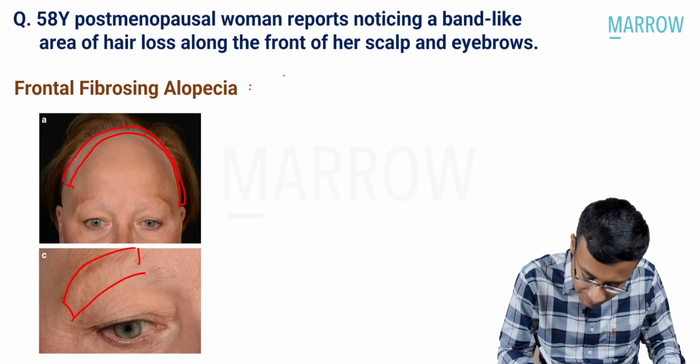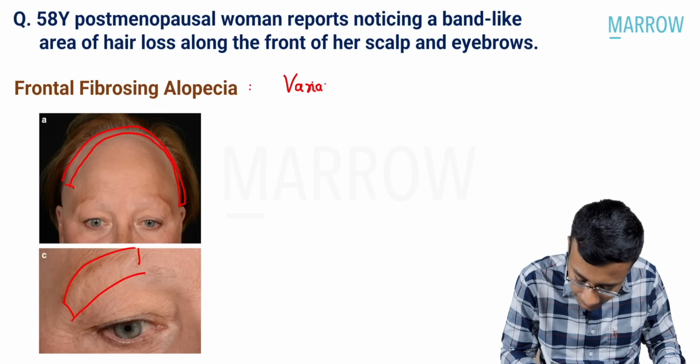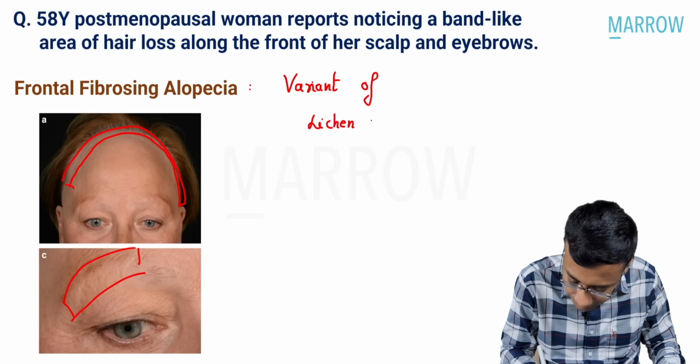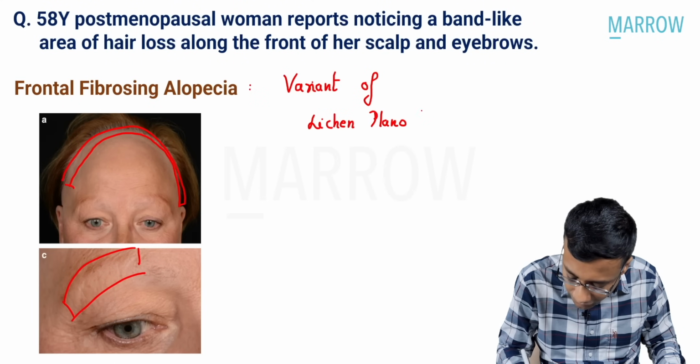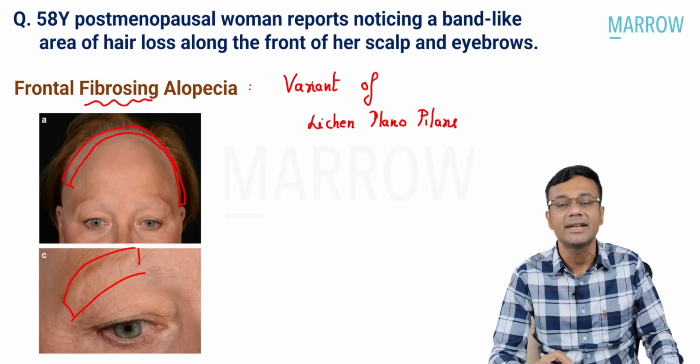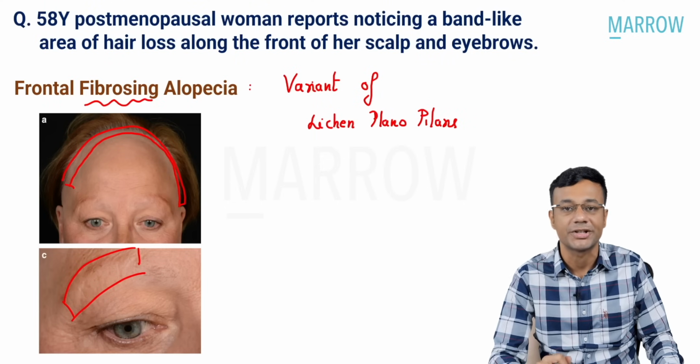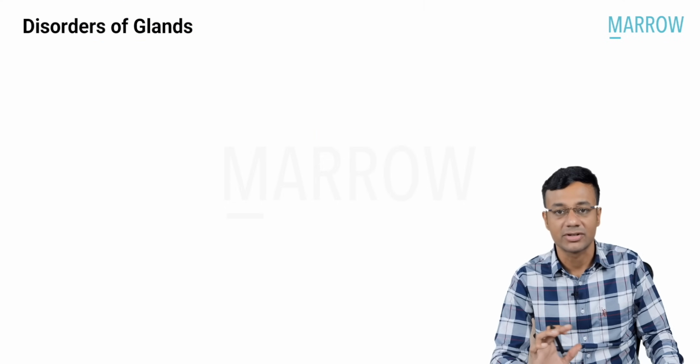What is this condition, students? This is a variant of lichen planopilaris, and because the word fibrosing is there, we can assume that it must be scarring alopecia. Let us now move on to some disorders of the gland.